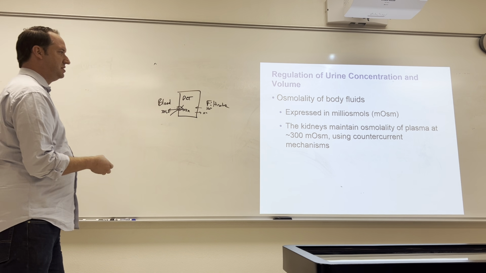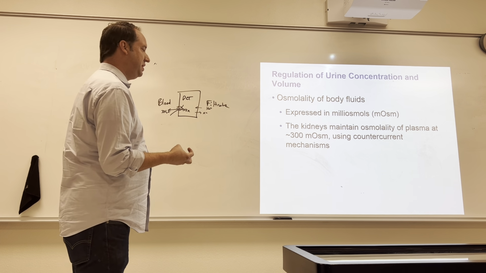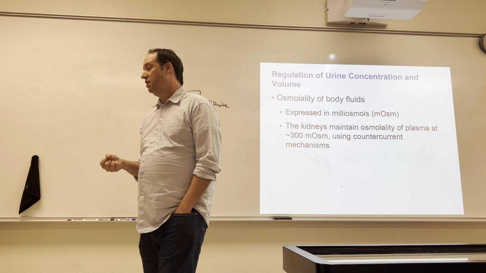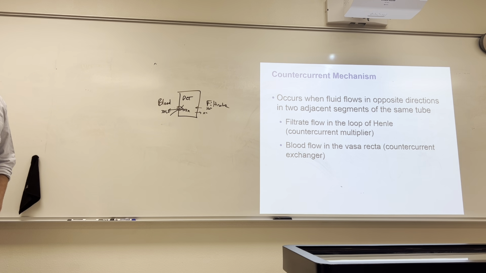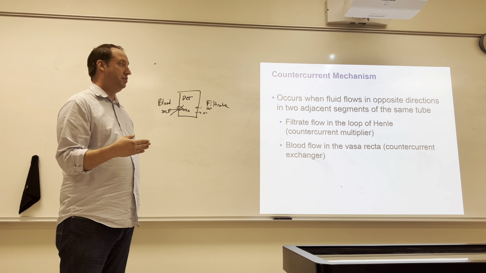The osmolarity of your plasma is about 300 milliosmoles. And the way that this is maintained at the kidneys is using something called a counter-current mechanism. We have one tube here in the nephron, but when we get to that nephron loop, one segment goes down into the medulla, and then it turns around and comes back up. So fluid is moving down on one side of the tube and up on the other side of the tube. That's countercurrent. Countercurrent is when fluid is moving in opposite directions in two segments of the same tube.